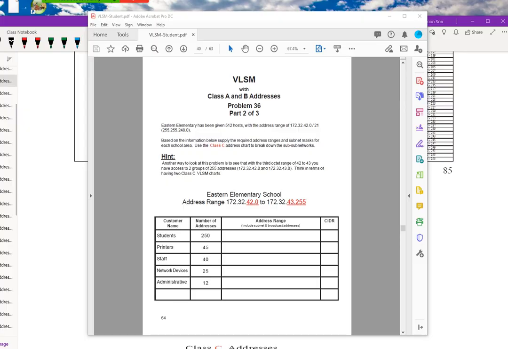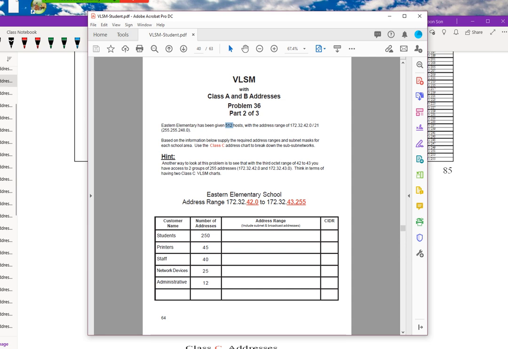Part 2 is a little bit tricky, and this is something that requires a little bit of thinking. Okay, so the Eastern Elementary has been given how many? 512 hosts with this address range.